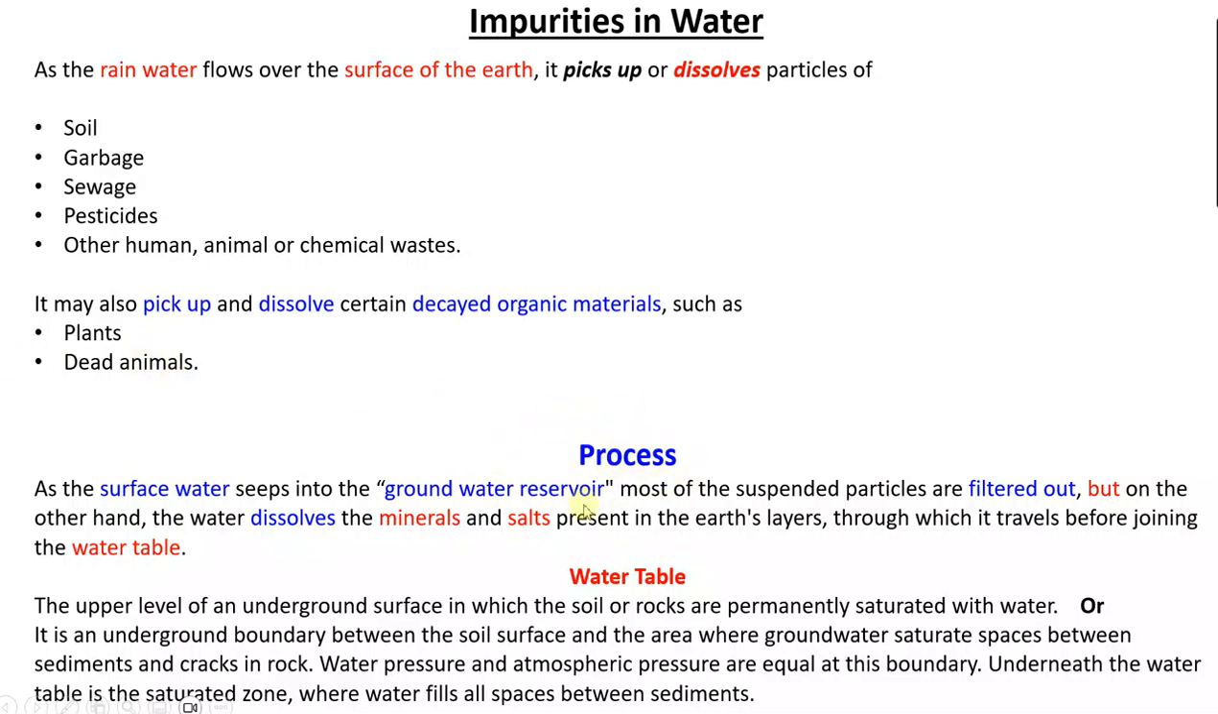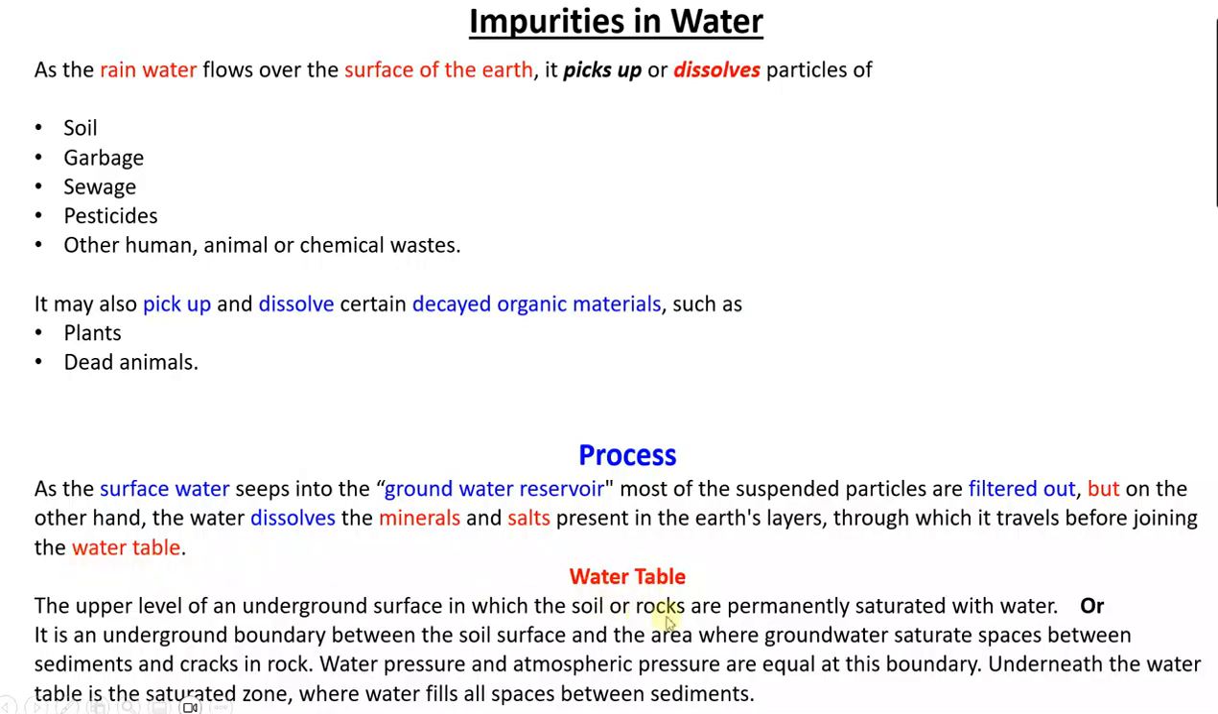Here we have the process of how surface water can dissolve impurities. As the surface water seeps into the groundwater reservoir, most of the suspended particles are filtered out, but on the other hand, the water dissolves the minerals and salts present in the Earth's layers through which it travels before joining the water table.